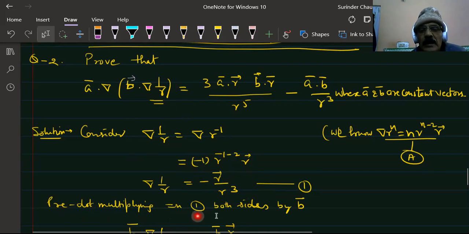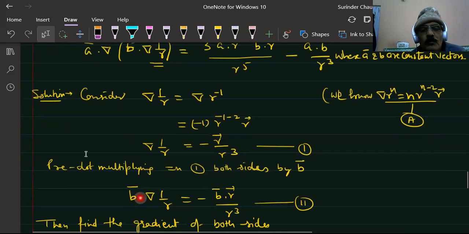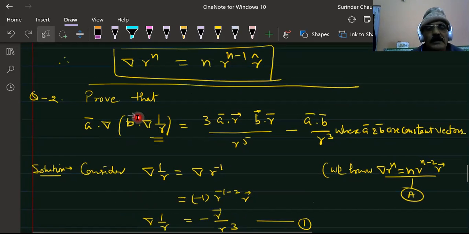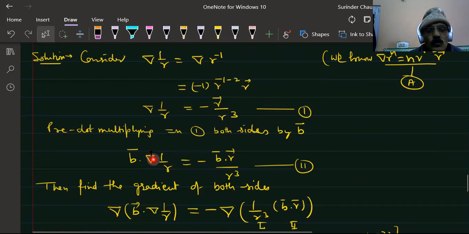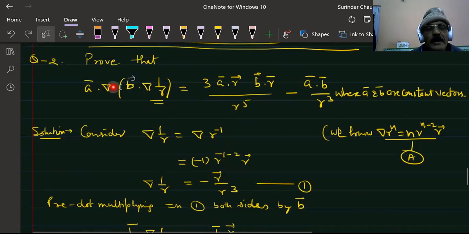Now pre-dot multiplying the equation on both sides by b vector. So multiply b vector, pre-multiplying, because I told you with vectors you never commute the terms yourself, because cross product is not commutative. Whether we are doing dot product or cross product, we don't change the position of the terms. Now we got the second step.